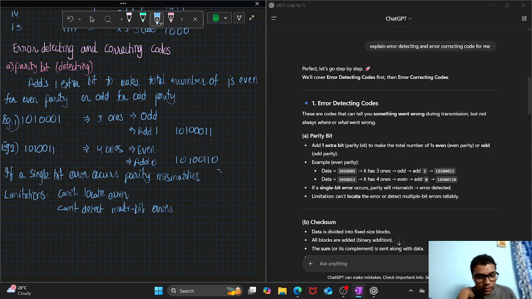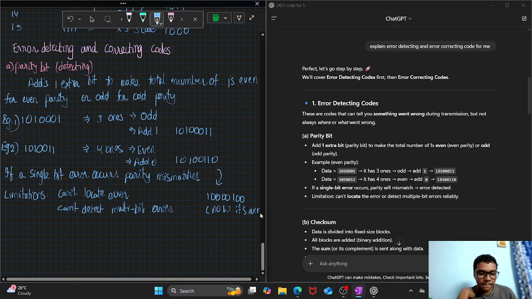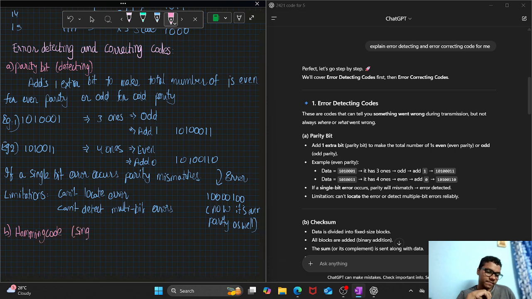Let's say this is the code and the error we received is 100 100 100. Now it has even parity as well, so it cannot detect multi-bit errors. And we got Hamming code, for single bit error correction.